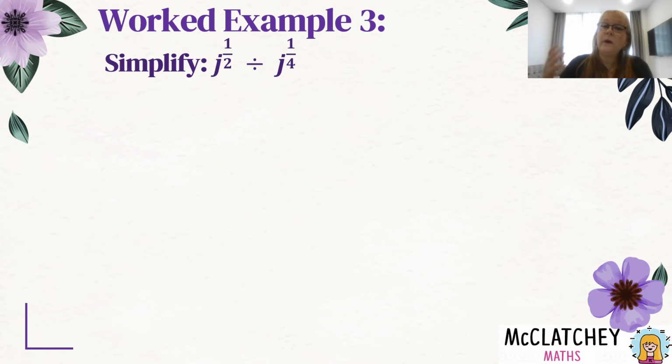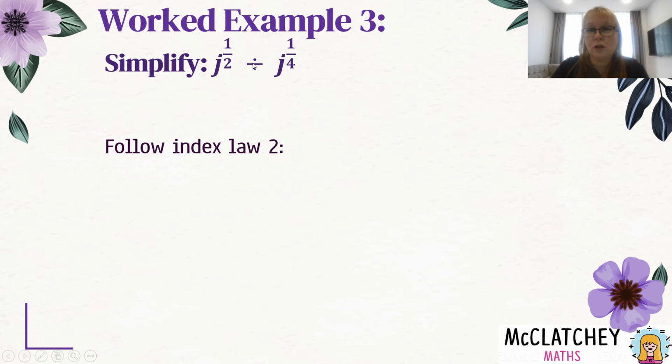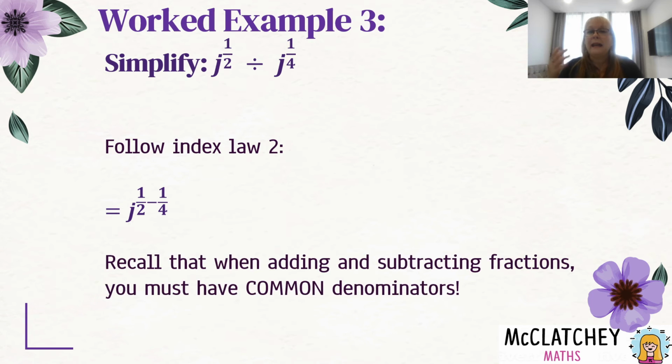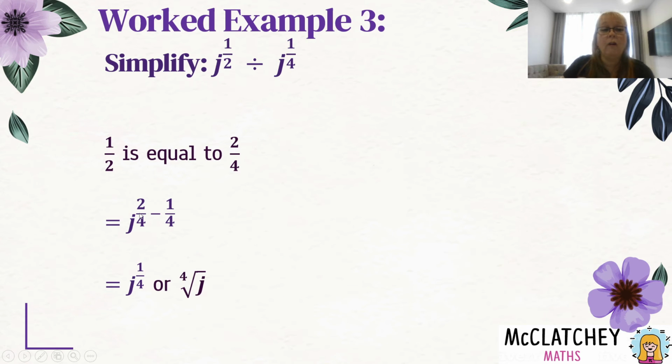In this worked example 3, we've also got some fractional powers again. Our base is j this time. This time we've also got a division symbol. So that means we're going to apply index law 2 with the same base, but we're going to subtract our powers. So I've got j to the power of a half, take away a quarter. Now you need to remember that rule here, that when we're adding or subtracting fractions, we have to have common denominators. In this case, I've got one denominator that's a 2, the other one that's a 4. So what I need to do is change the half so that it's got a denominator that's the same as the other fraction, which would be a common denominator of 4.